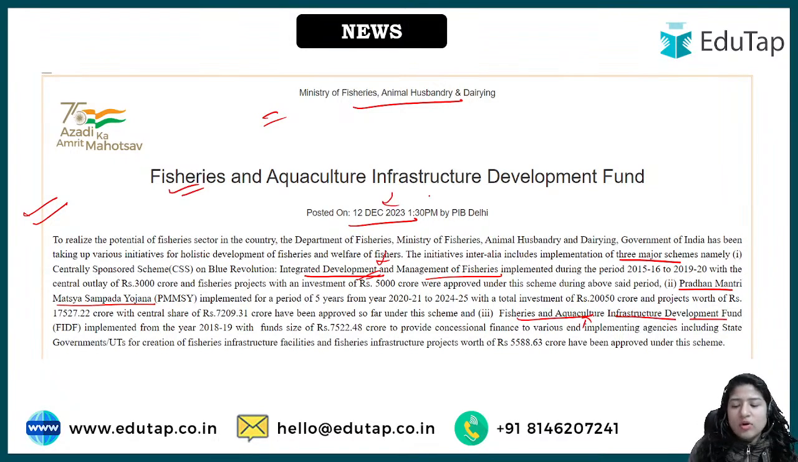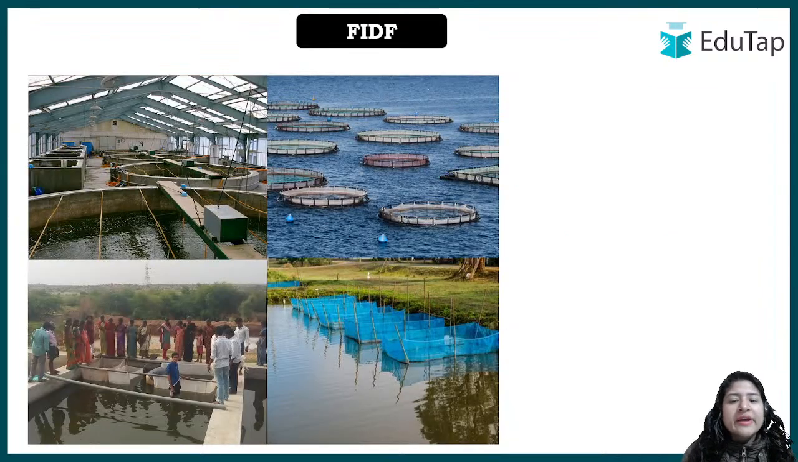Let's just understand the scheme. If I give you a brief idea from the name itself, you can have an understanding, right? We are talking about infrastructure, and in this particular scheme we are targeting one, the fisheries sector, and another, aquaculture. So what's the difference?